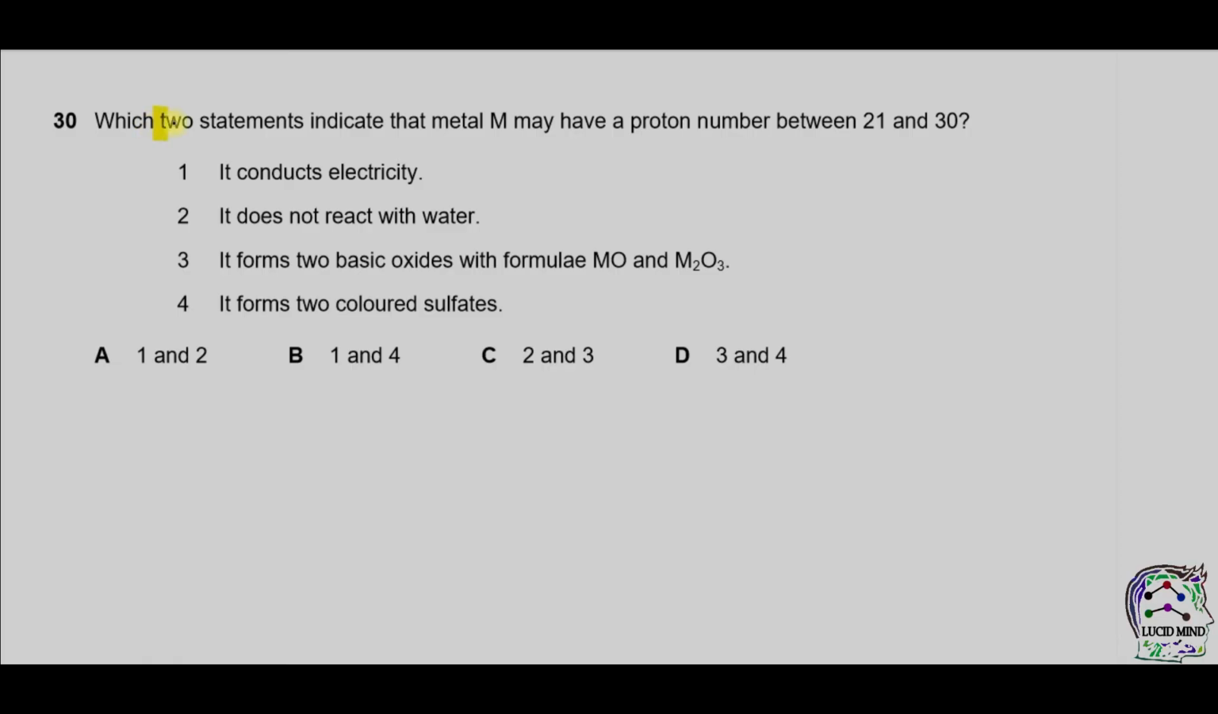Question 30. Which two statements indicate that metal M may have a proton number between 21 and 30? Now looking at the periodic table, the atomic number of scandium is 21, while the atomic number of zinc is 30. From scandium to zinc, all are transition elements or transition metals.